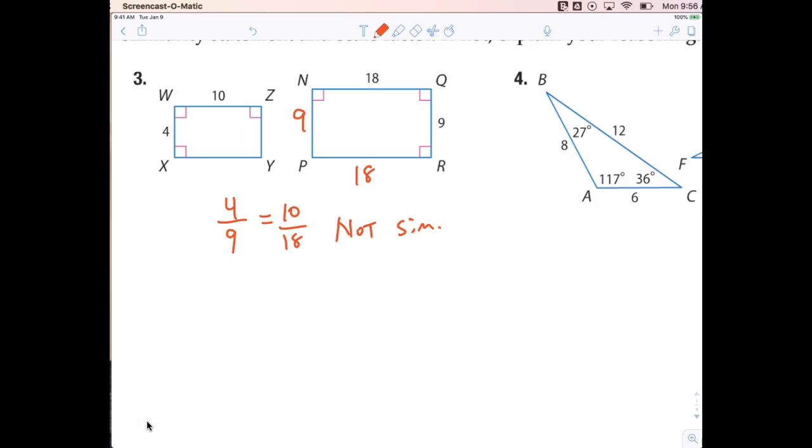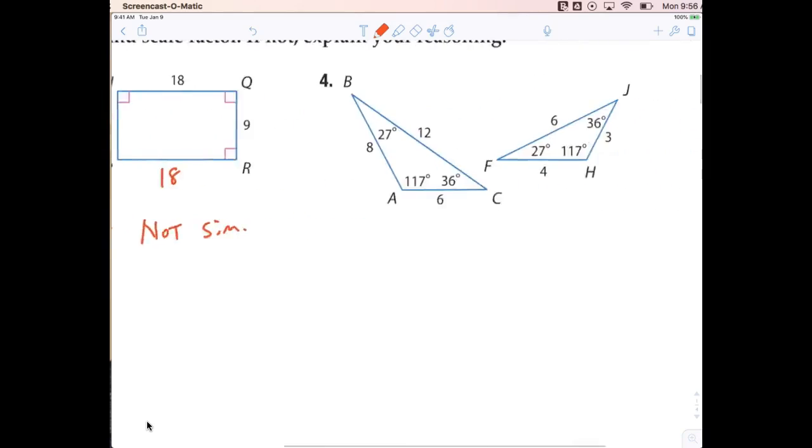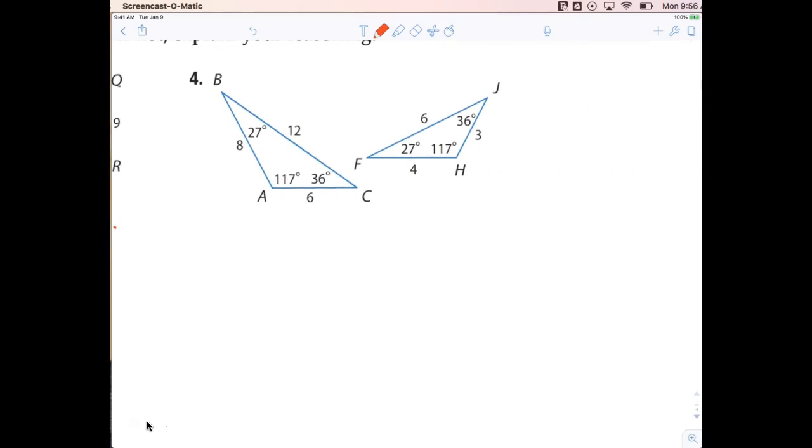Does everybody agree now how you can see that just because the corresponding angles are congruent does not mean that the polygons are similar? It has to be true for both conditions. All right, now let's take a look at question number 4.